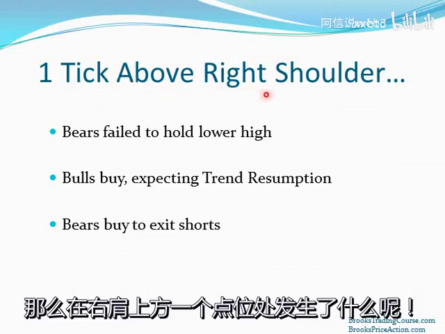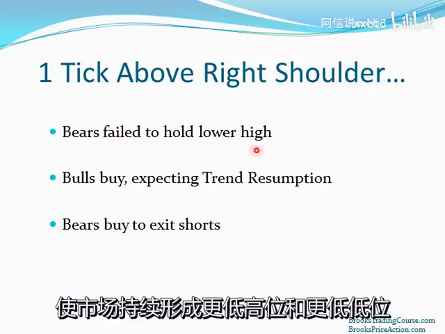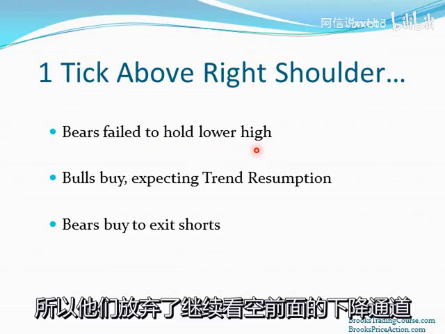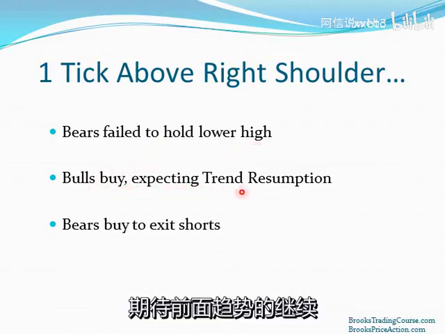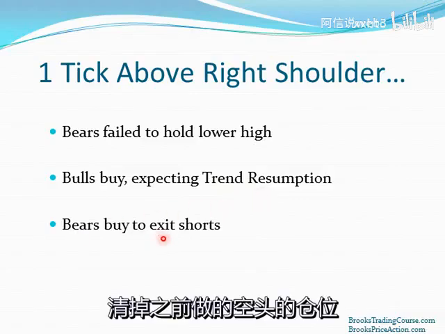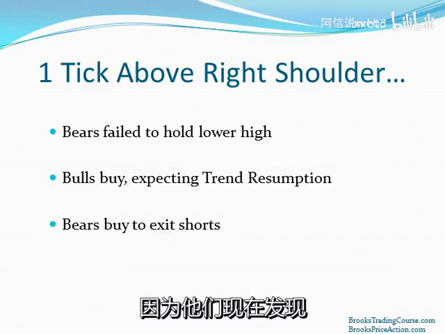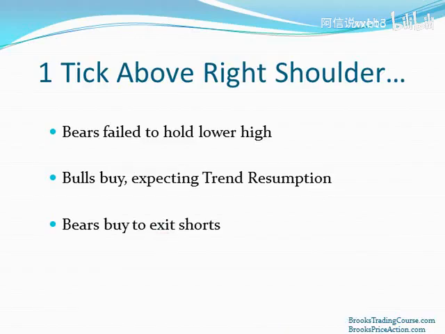Okay, what happens one tick above that right shoulder? The bears failed to keep forming lower highs and lower lows, so they're giving up on their premise of a bear channel. The bulls buy, expecting the resumption of a trend, and the bears buy above that right shoulder to exit their shorts because they now believe that their original assumption of a bear trend is wrong.